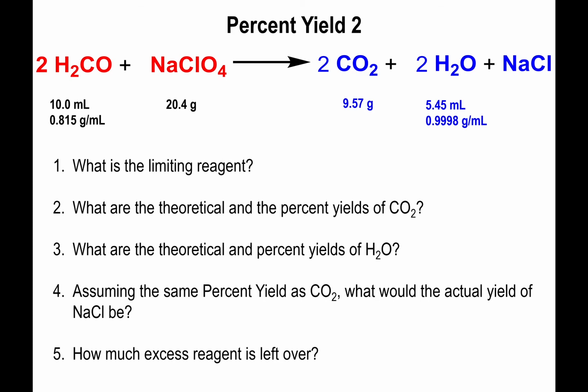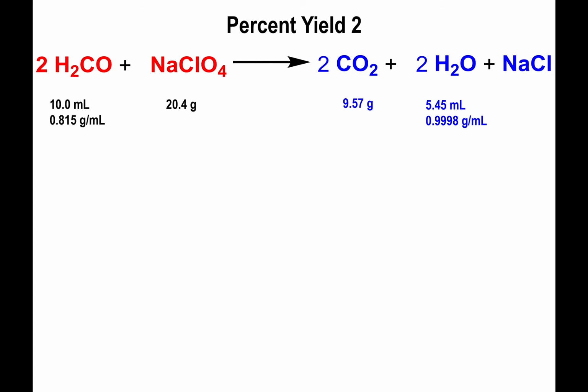We're trying to find out the limiting reagent. So what we need to do is start with the amounts given. And the amounts given are the 10 mLs of H2CO and the 20.4 grams of sodium perchlorate, or NaClO4. All right, now we're going to have to use the density. So this right here, the grams per mL, that's the density of H2CO, the same way that the 0.9998 grams per mL is the density of water. Okay, so we'll use that in due time.